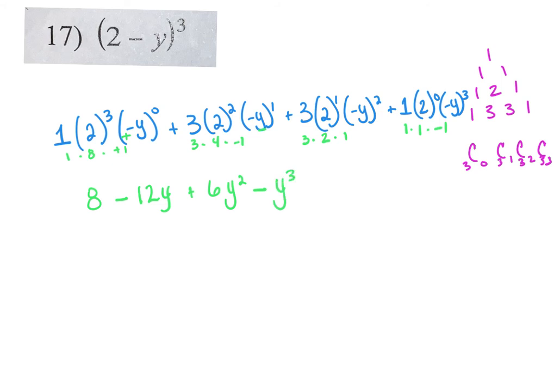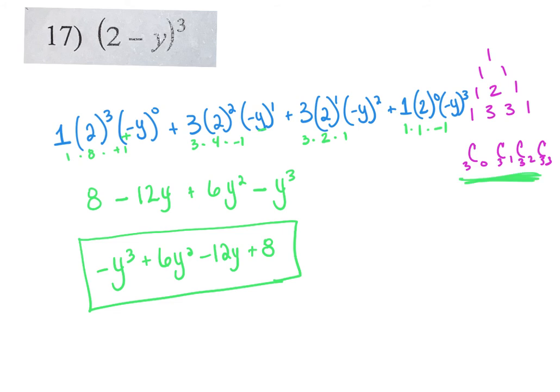Now your answer key leaves it that way. My answers will always be in standard form, okay? So standard form here would be a negative y cubed plus a 6y squared minus a 12y plus 8. But for this case, because you're expanding, I will take it either way. But this is standard form here.